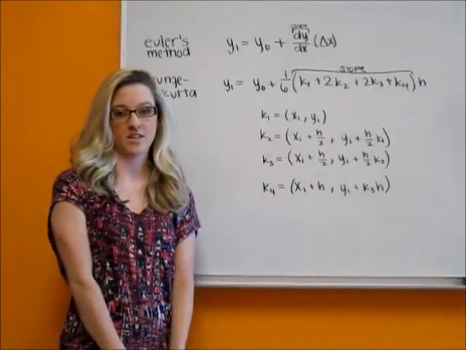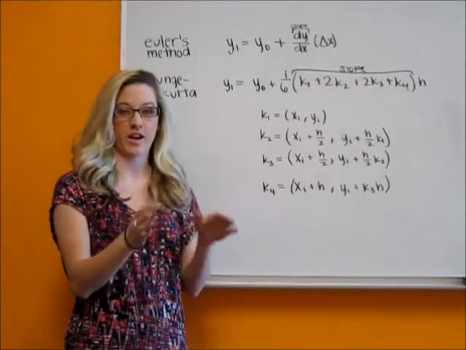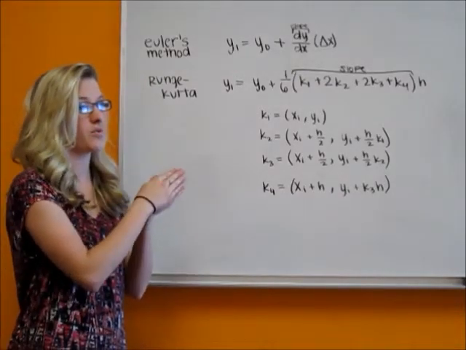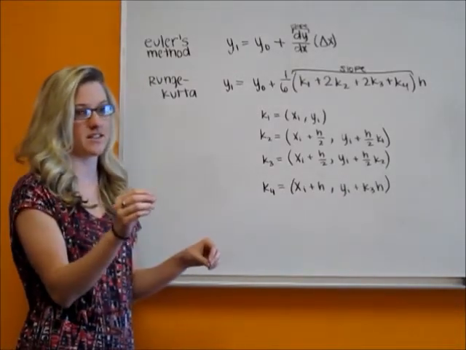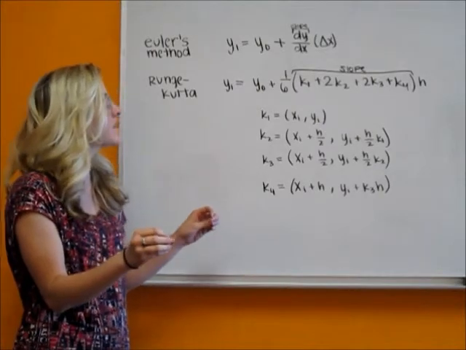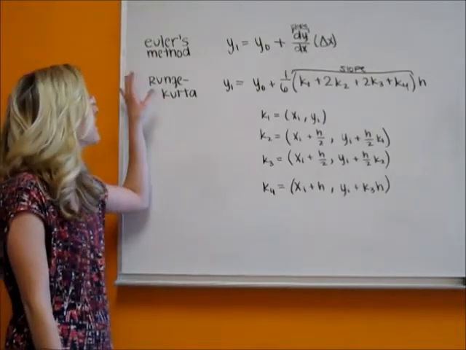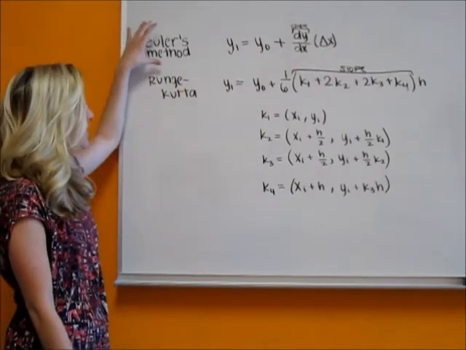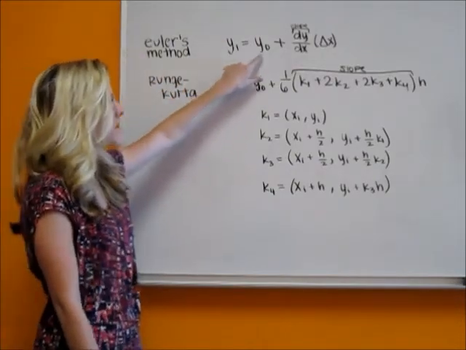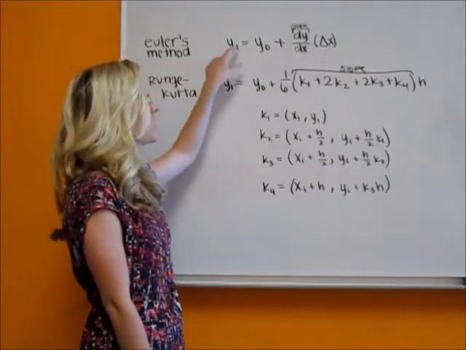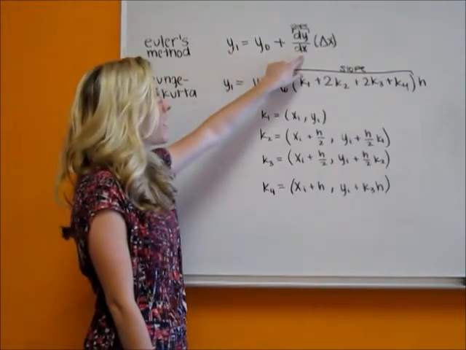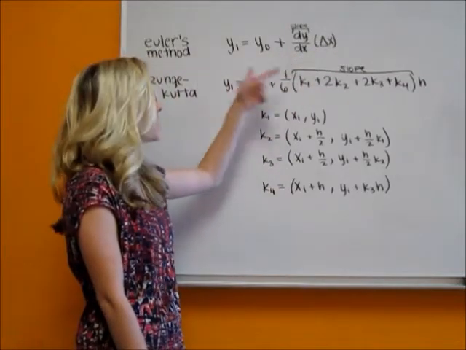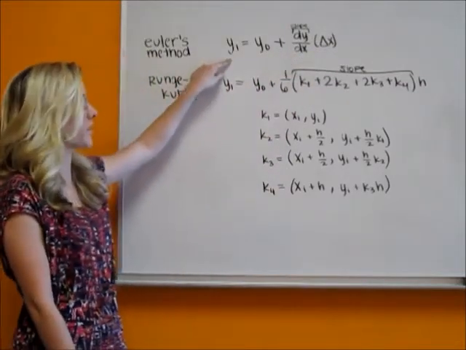So the purpose of Runge Kutta is to get a more accurate projection, using a differential equation, of where your line is going to be going. It's similar to Euler's method, but Euler's method is a lot simpler. As you can see, this is Runge Kutta, this is Euler's. Euler's method just uses your initial point, and then you're trying to get to this point, so you add the slope times the change in x.